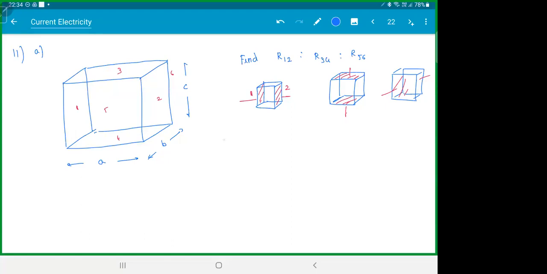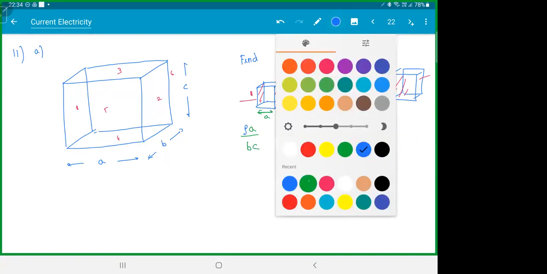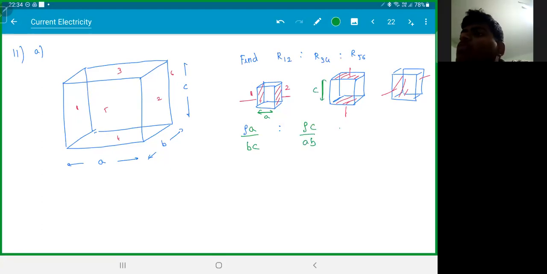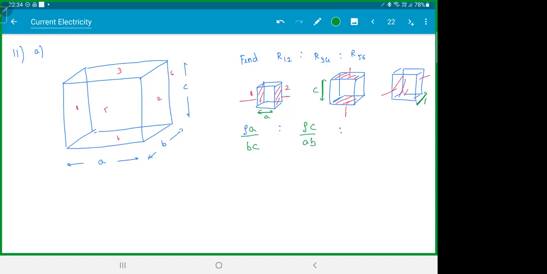See now, what is the formula? Resistance is rho L by A. What is L? Length along the current flow. What is A? Area perpendicular to the current flow. So this resistance R12 will be how much? Rho, what is the length? You take the length in this direction. A. So rho A by area will be BC. When you're going from up to down, what is the length? Length along the current flow. This is the length C. So rho C by AB. When you're going this way, what is the length? This is the length B. Rho B by AC. Are you getting this?